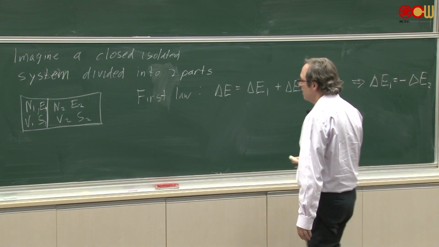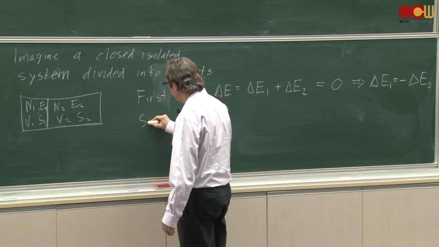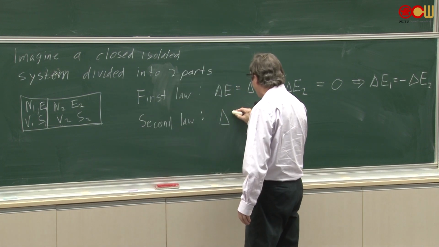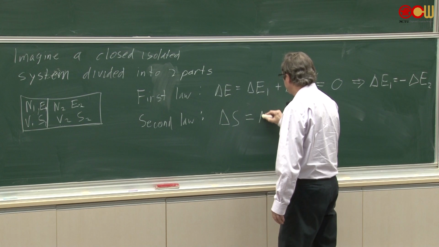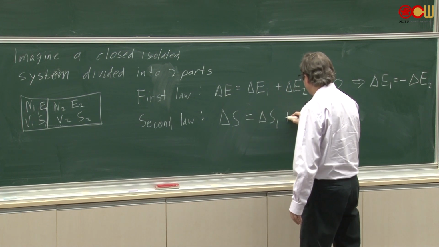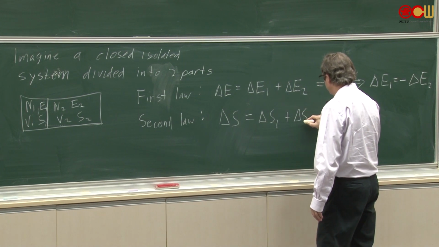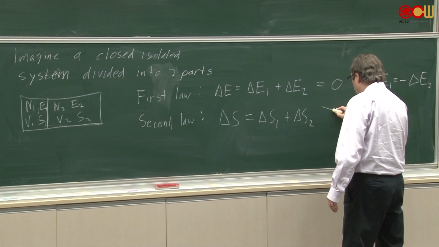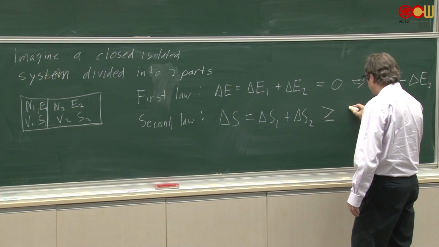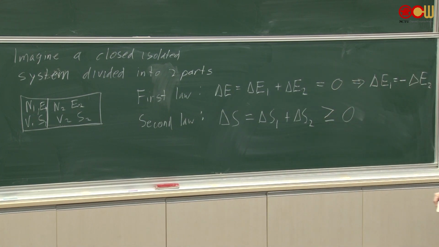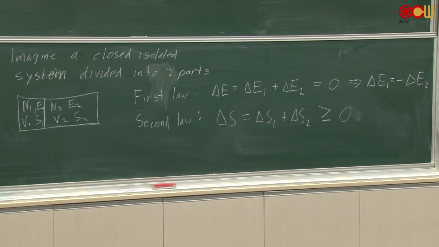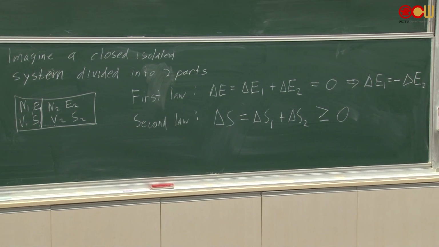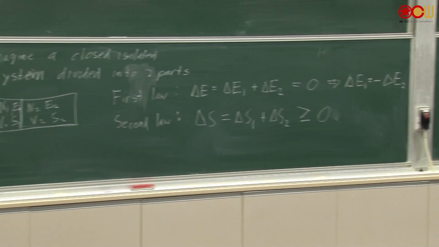All right? So the second law says that delta S equals delta S1 plus delta S2 is greater than or equal to 0. So that's the second law. All right? So it's a little different than the first law. There's that greater than sign there. Greater than or equal.